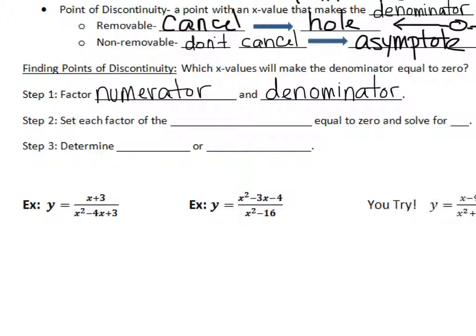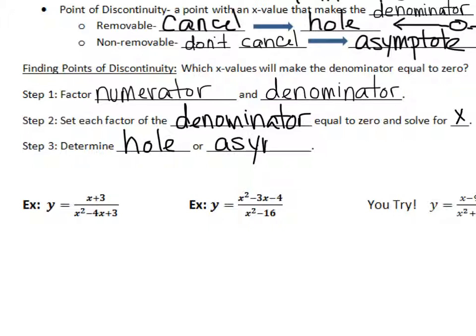Then we're going to set each factor of just the denominator because we don't care if the numerator is equal to 0. We only care about the denominator. And solve for x. And we've done this before. So all that's happening here is we're placing our skills into a new section. And then we determine if it's a hole or if it's an asymptote. So we're going to do a couple of examples together, practice our factoring.